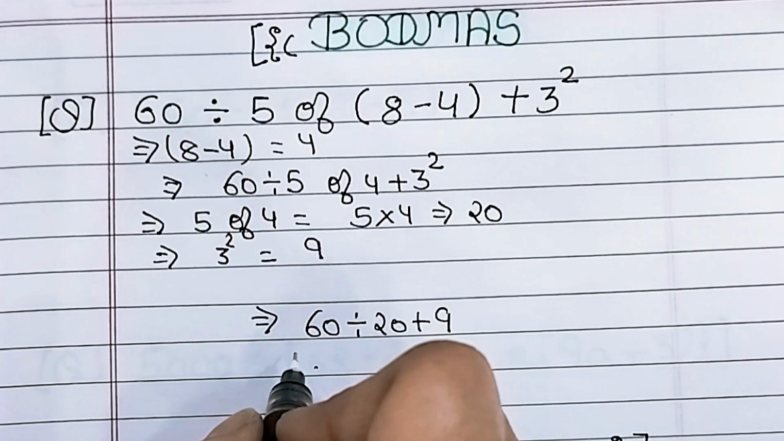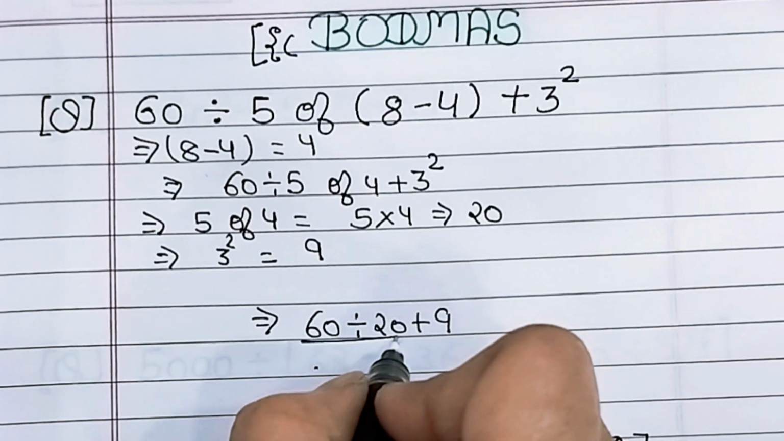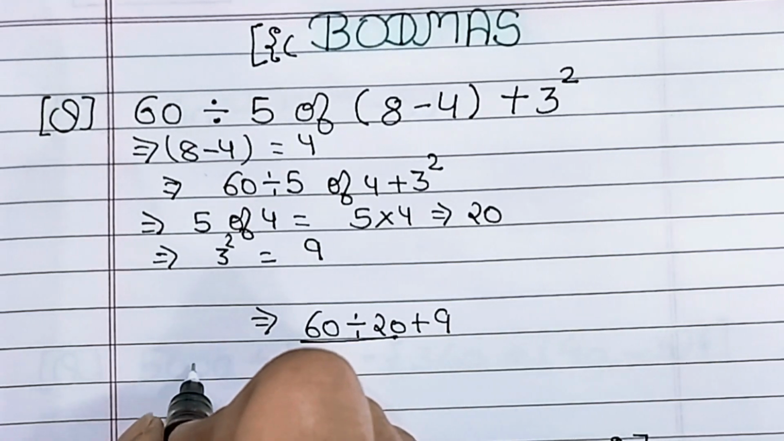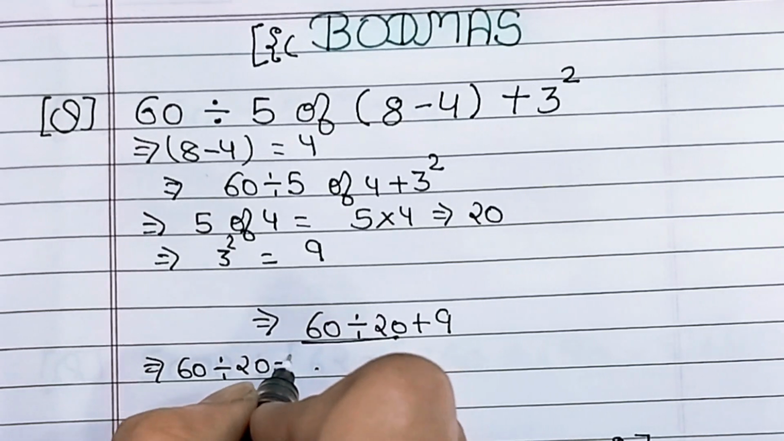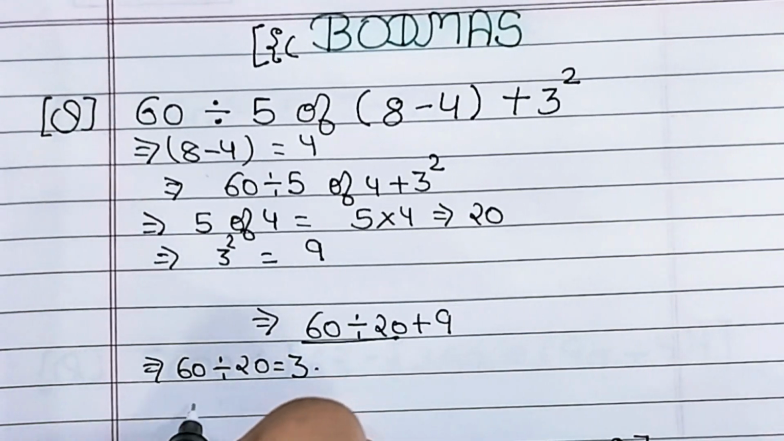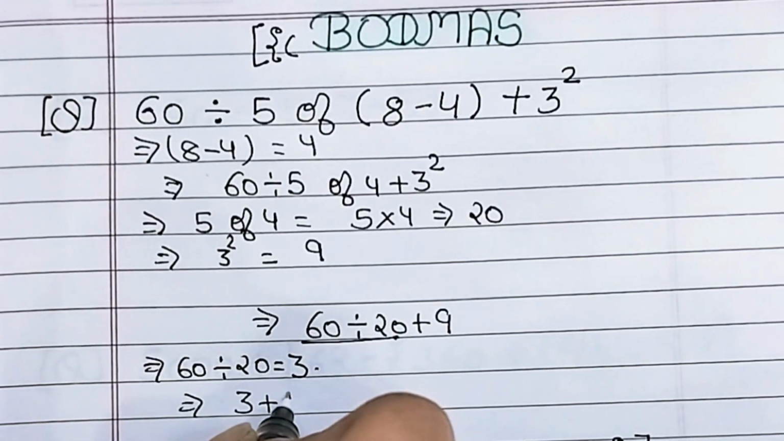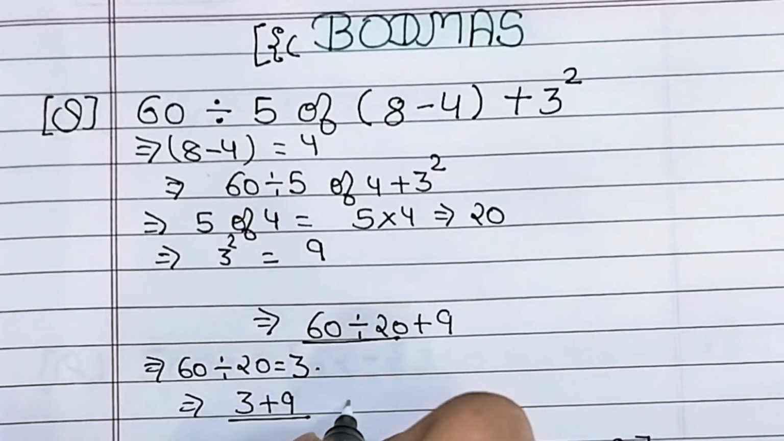Now the third step, you have to perform the division. So 60 divided by 20 is equal to 3, and the expression becomes 3 plus 9. Finally, add the numbers, you will get 12.